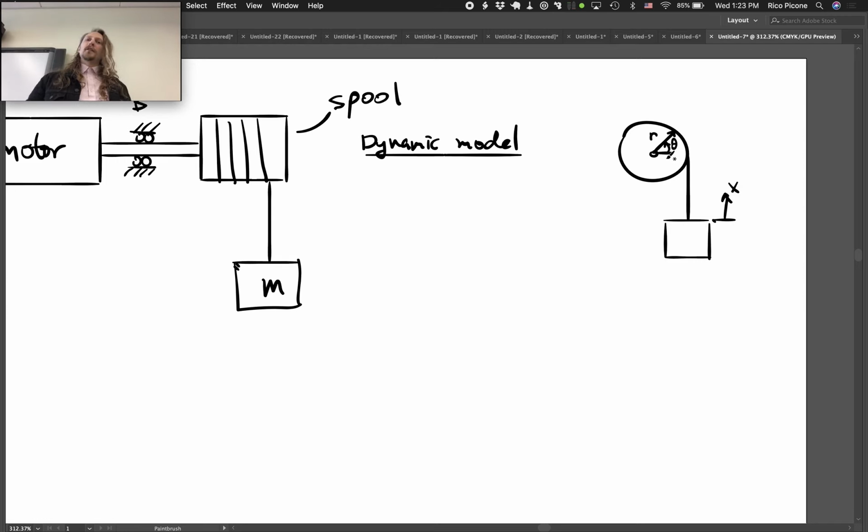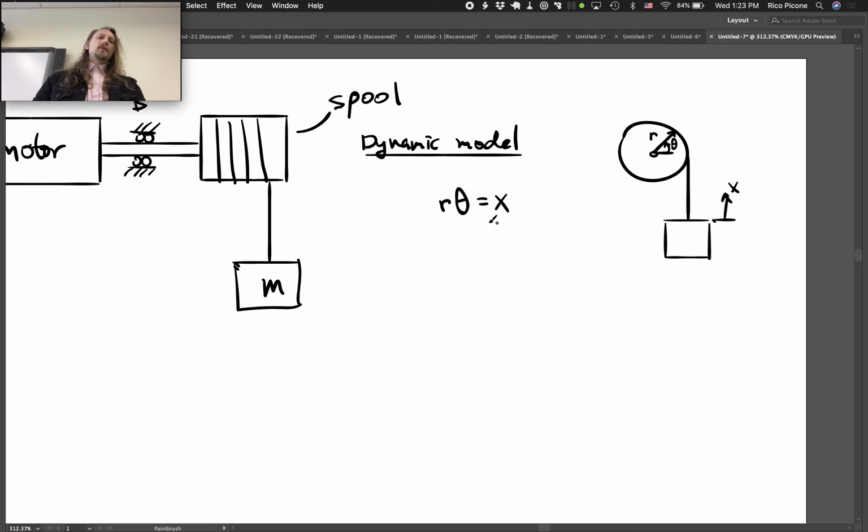So we want to relate the variables here that describe the motion of the spool to the motion of the mass, and they're related by the arc length of this spool's rotation, right? So when you move through an arc length of r times theta, this thing moves r times theta in x, the circumference of that arc length. So the relationship is r theta equals x.